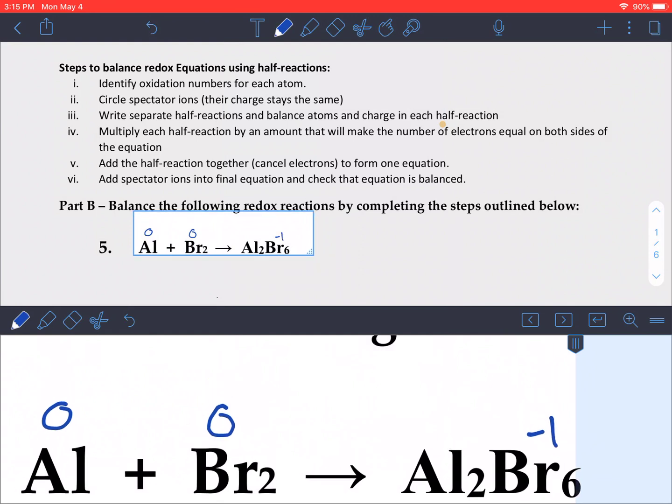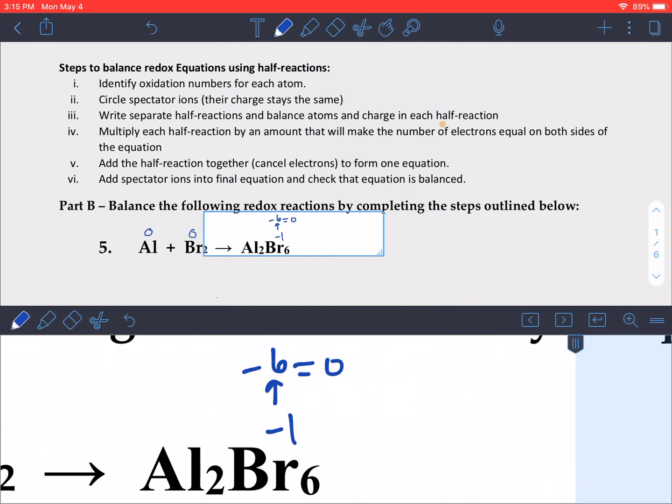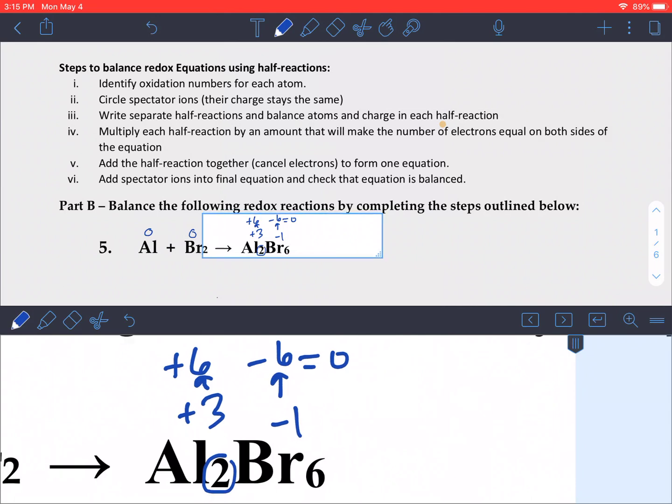Now bromine has 6 of them, so it's actually going to be a -6, and the whole thing has to equal 0. So that means if bromine has a total of -6, then aluminum has to be a +6. And we have 2 aluminums, so this is going to be a +3. Now if we looked at the oxidation numbers on the periodic table, anything in group 7A, which is a halogen, would make a -1, and anything in group 3A would make a +3. So that one follows the rules that we already learned in this class pretty well.